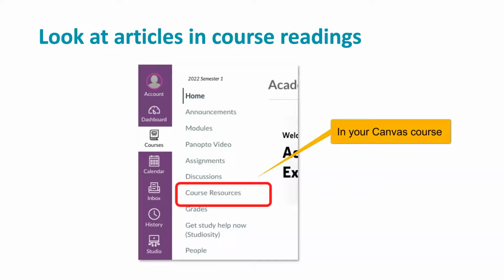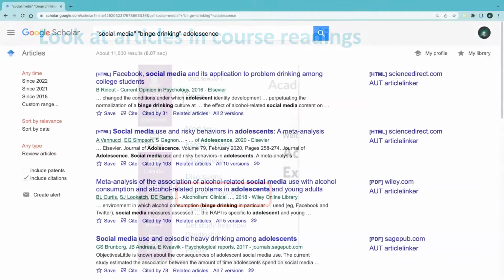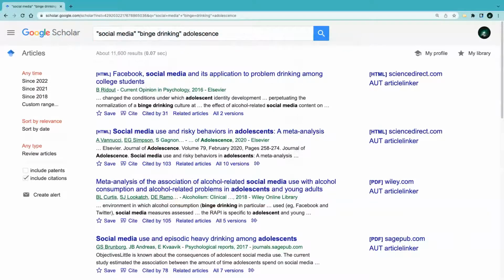Access these in Canvas by clicking on Course Resources. Engaging with required and recommended reading can help discover the words used for your topic in your discipline. Likewise, an initial search using our original 3 topic terms could give us ideas for other words that are used to describe each of our 3 topics.